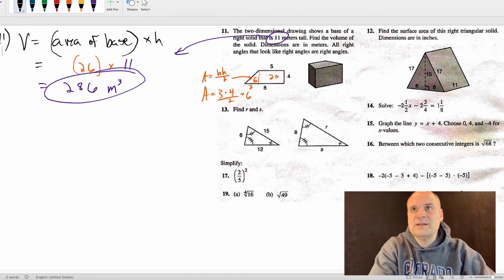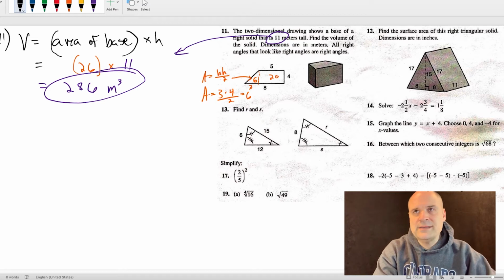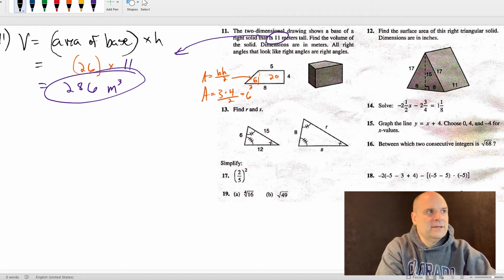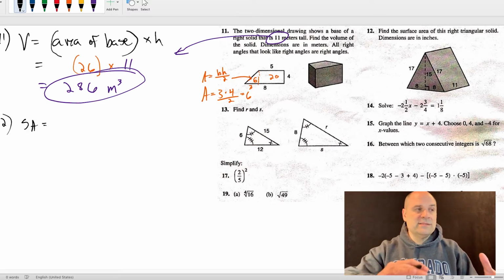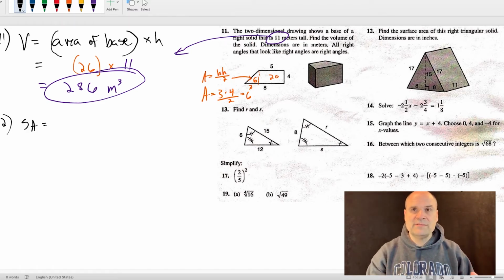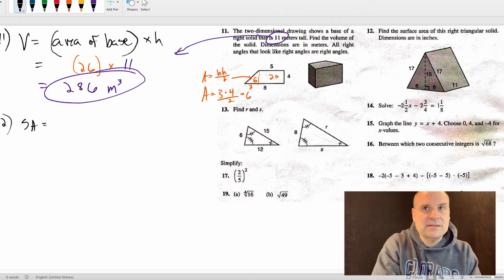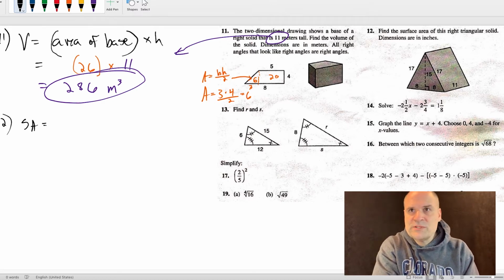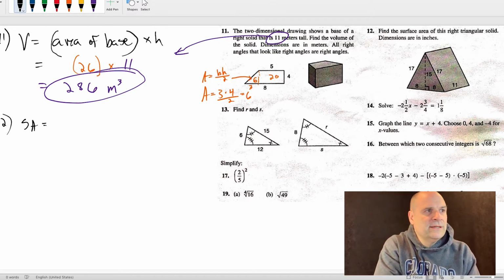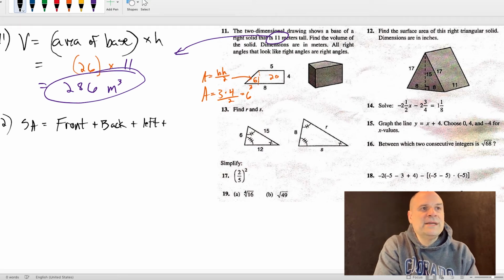Find the surface area of this right triangular solid. Okay. So I think the easiest way to do this is to just list out the faces and then find the area of those faces. Okay, so let's look at the faces. It looks kind of like a tent. So the front of the tent, where you go in, there's the front. You also have the back, which looks exactly like the front. Then you have the left side. Then you have the right side. Then you have the bottom.